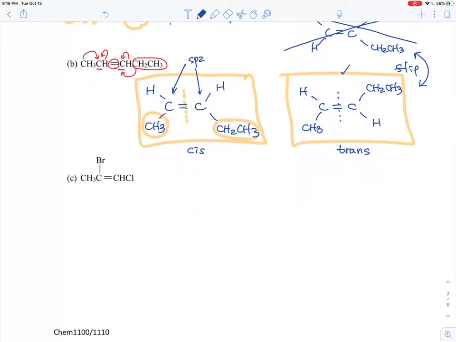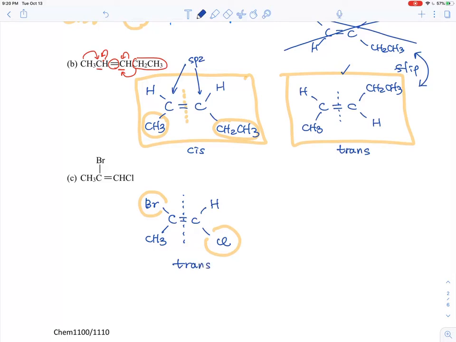Okay, so let's look at the next one. Carbon and carbon. Now you are going to put bromine and methyl on one carbon, and hydrogen and chlorine on the other. This is how I'm going to write it. Now you can see that bromine has a higher atomic number compared to the carbon, and this is chlorine, so this will be the higher. In this case, they are on the opposite side, so that's what we call trans.